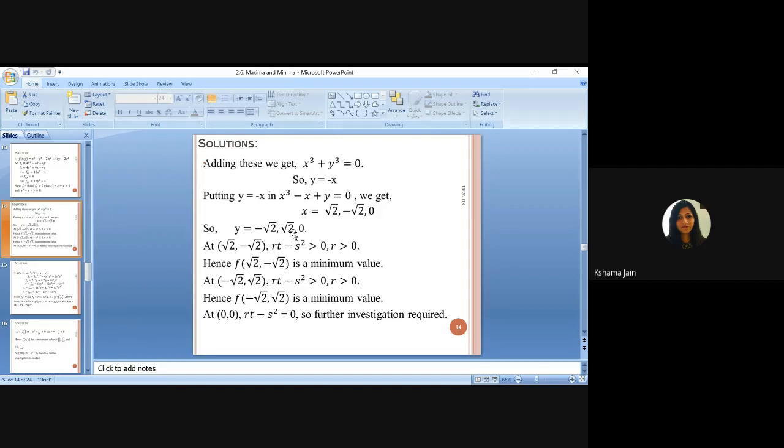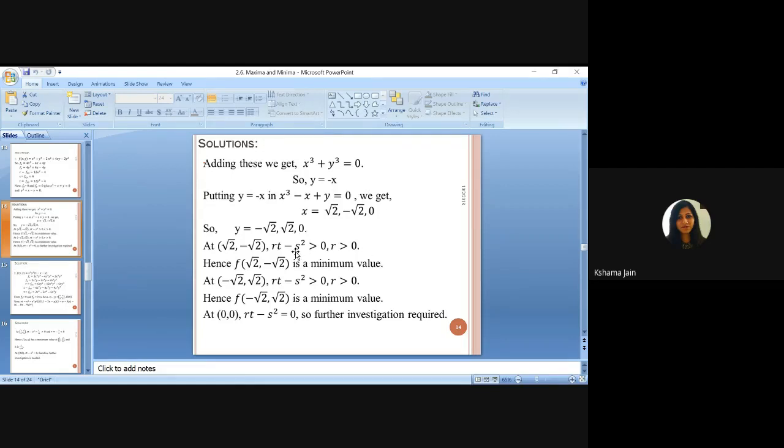So here you will get a set of ordered pairs like (x, y). When x was square root 2, y was minus root 2. So this is one pair. Another pair is when x was minus root 2, y was square root of 2. The third pair will be (0, 0). So here we are having three pairs. We will check whether rt minus s square at these pairs is 0, greater than 0 or less than 0.